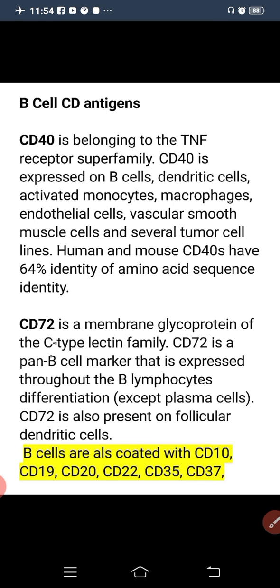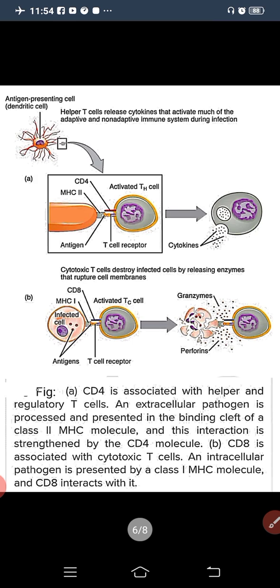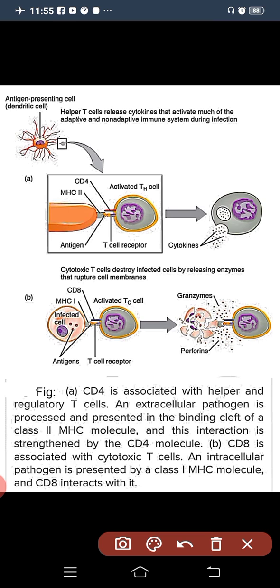They have different types of functions. Now here, we have briefly seen CD4 as a helper T cell and CD8 as cytotoxic T cells. So here are the CD4 and CD8 bearing T cells.